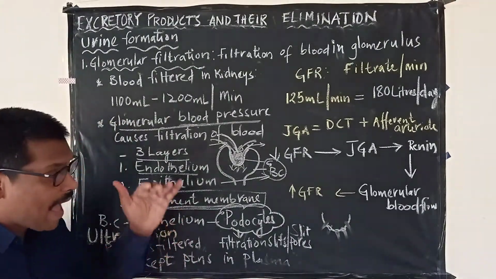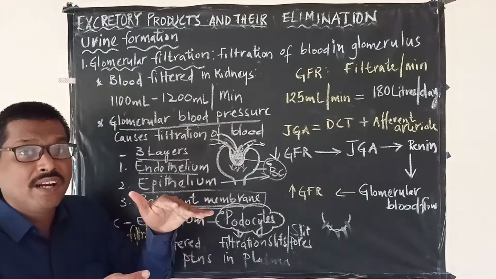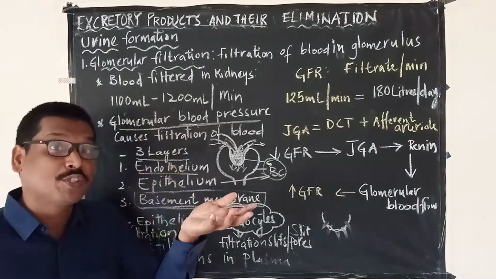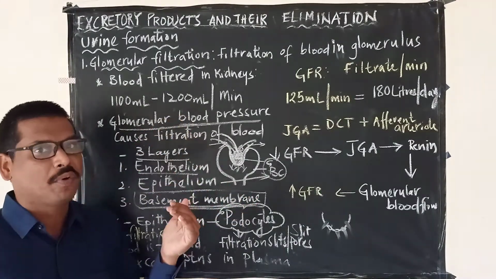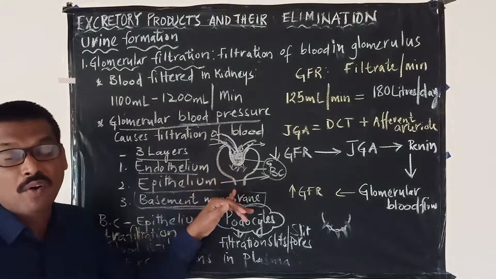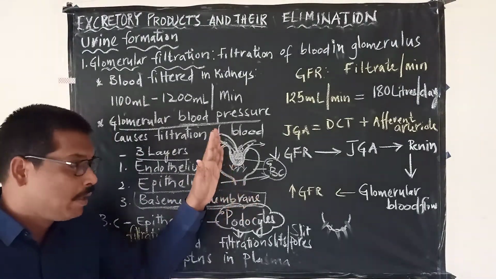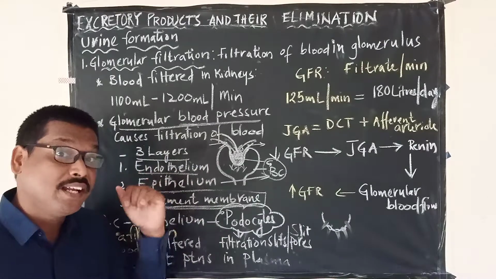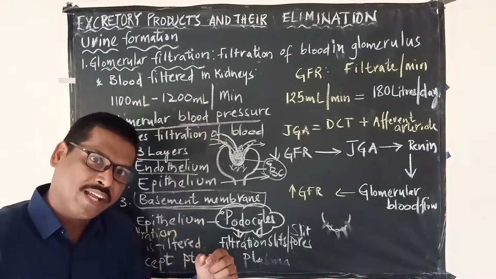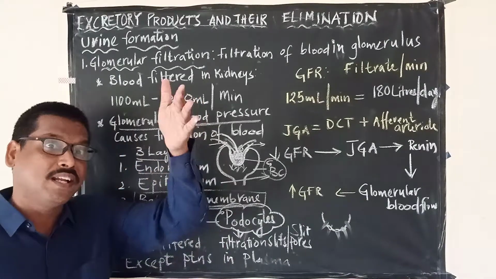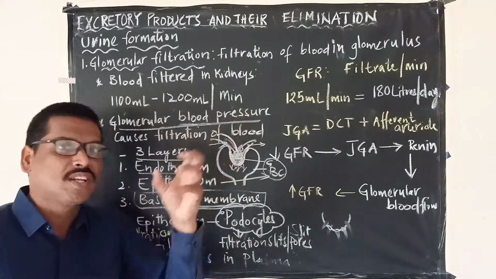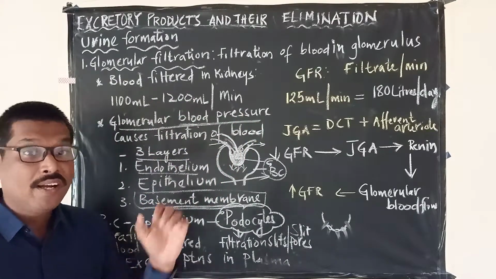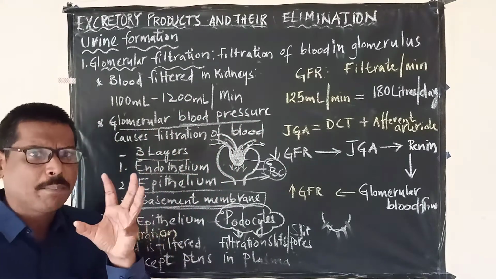Please remember, as this blood is filtered entering the nephron, in the previous video we studied the parts of the nephron: Bowman's capsule, followed by the proximal convoluted tubule, then the U-shaped Henle's loop, having a descending limb, transverse limb and ascending limb, then the distal convoluted tubule, and then the collecting duct. These are all the parts.